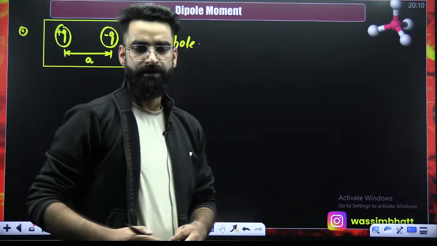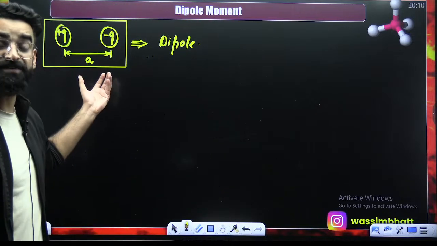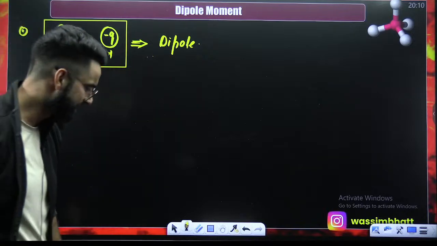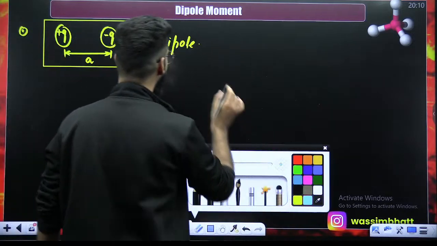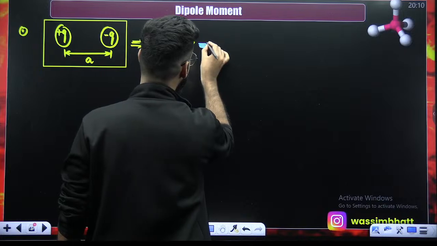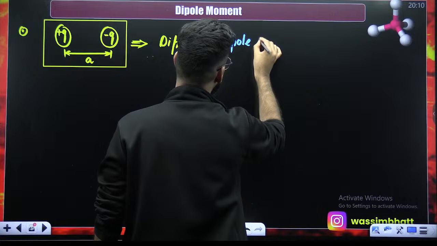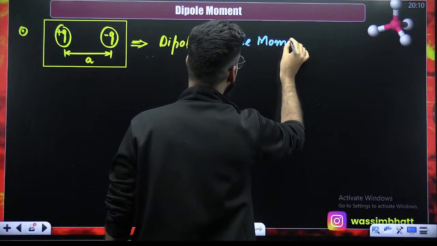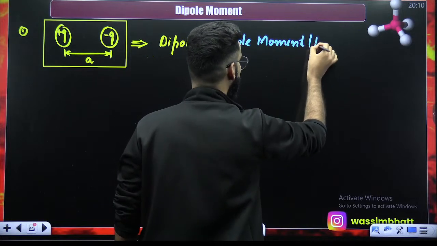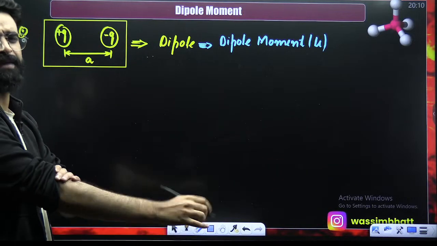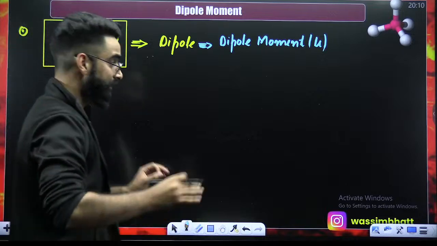Okay. So what I was trying to say is, a system of charges separated by a certain distance is something we call a dipole. And for the dipole, we define a term. What is that? Dipole moment, represented by mu.